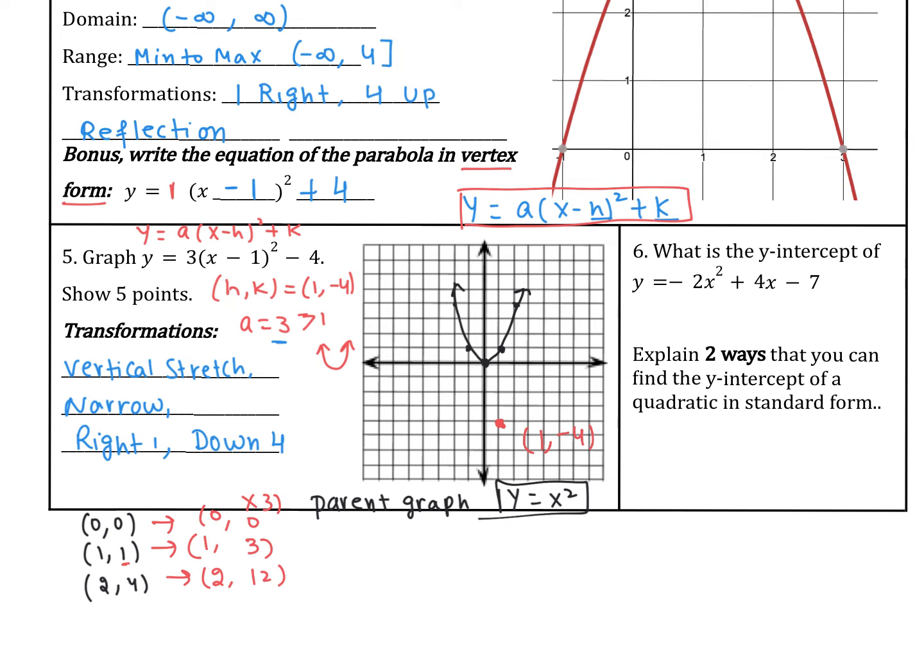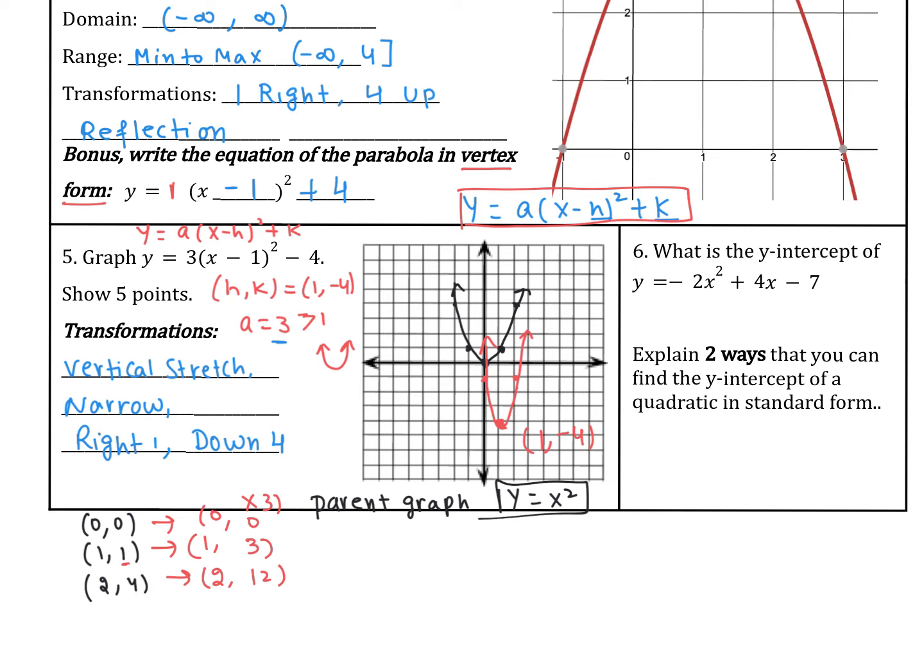Now you're going to have the pattern that is 1, 3, and the graph is going to look like this one. It is going to be a narrow graph that opens up.